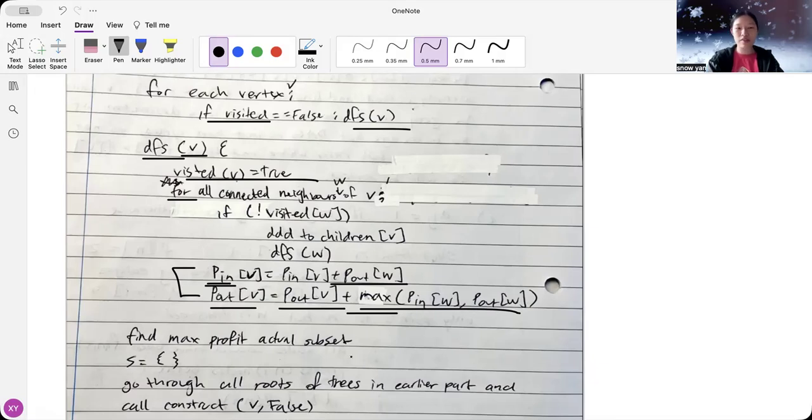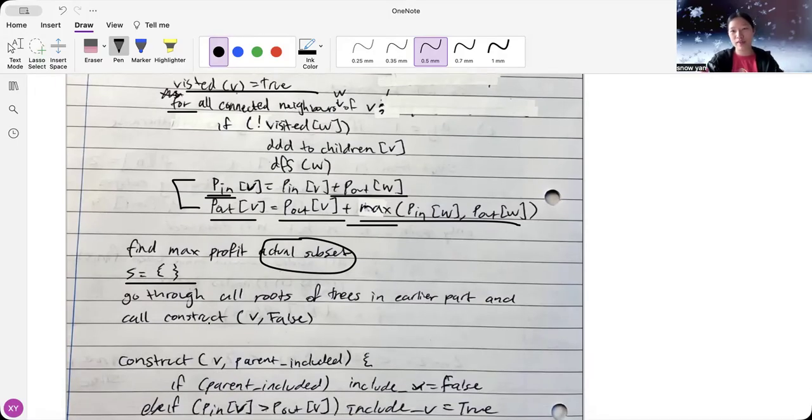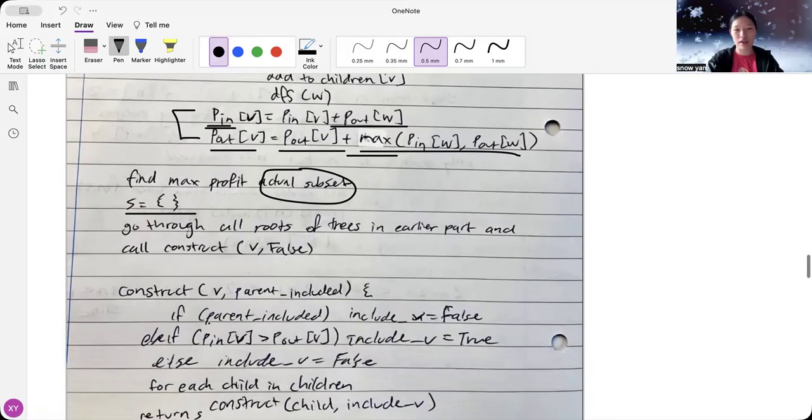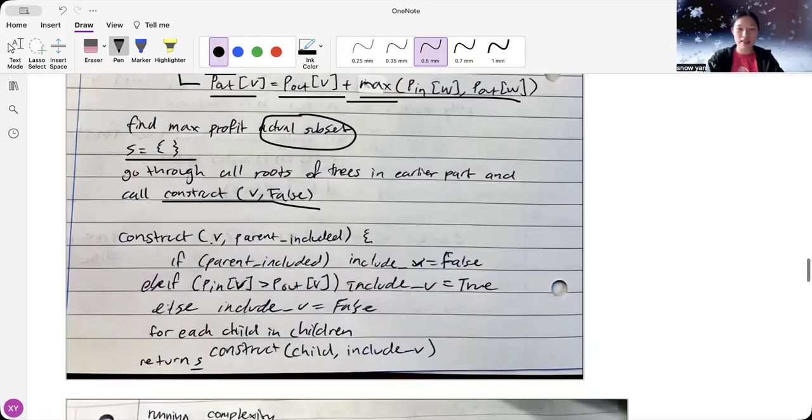But the problem doesn't necessarily stop there. It asks me to find the actual subset. So what that means is I have to go through the algo again to reconstruct what my set is. But now I already know what the maximum profit is, right? So I'm just going to go through all the roots of the tree in the earlier part, and I'm going to call a function called construct v false. What that construct does is take the vertex and a Boolean value, parent included. So if the parent was included, then I'm going to set this to be false.